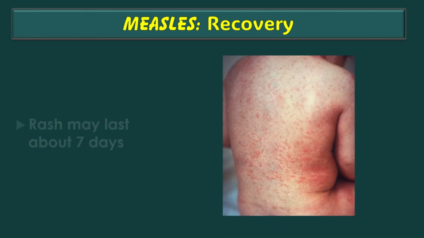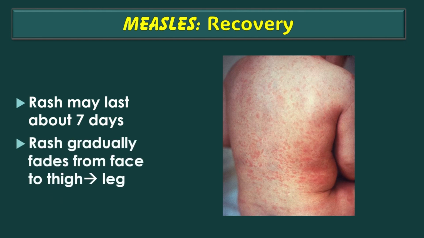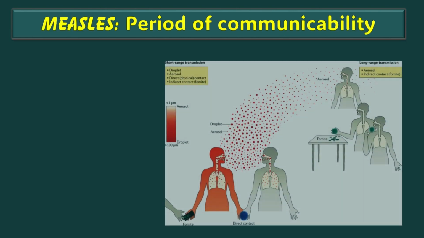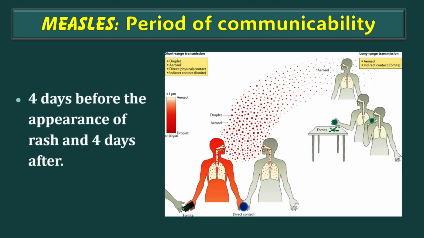Recovery of measles: the rash may last about 7 days and gradually fades from the face, then to the thigh and then to the leg. In the sequence it appears, in that sequence it disappears. The rash conglomerates and becomes brownish, and after it disappears there is no scar and no residue remains in the skin of the affected person. Period of communicability is 4 days before the appearance of the rash and 4 days thereafter.